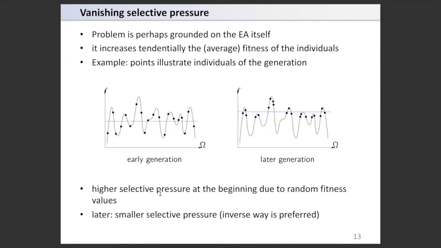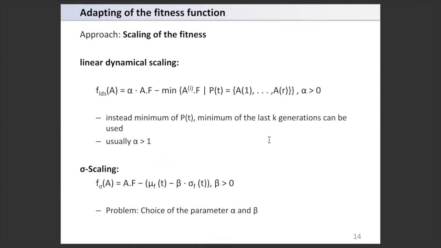So there is higher selective pressure at the beginning due to random fitness values. The fitness values are random here. Later, we will have smaller selective pressure. However, the inverse is preferred. We desire low selective pressure in the beginning, but high selective pressure in the later generations. So, a solution is scaling of the fitness. Different ways of scaling may be used.